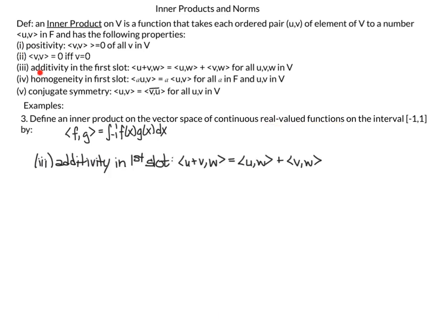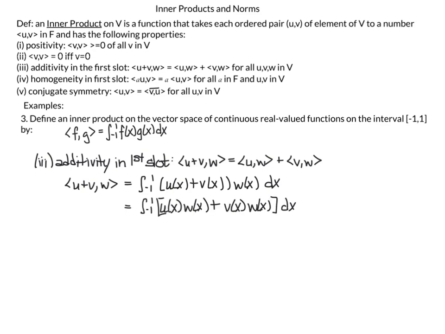Our next property is additivity in the first slot. That is, the inner product of u plus v with w is equal to the inner product of u and w plus the inner product of v and w. Using our definition of the integral, we work on the left-hand side, the inner product of u plus v with w. That's the integral from -1 to 1 of our function u of x plus v of x multiplied by our function w of x.